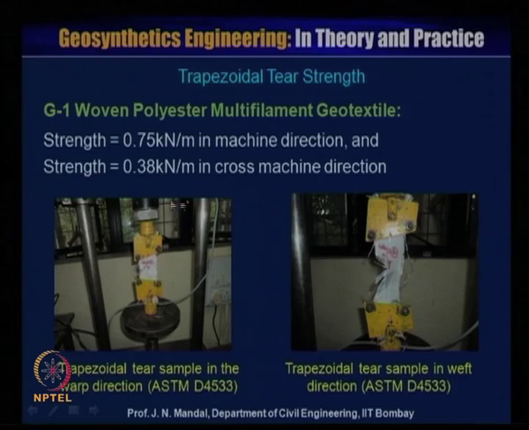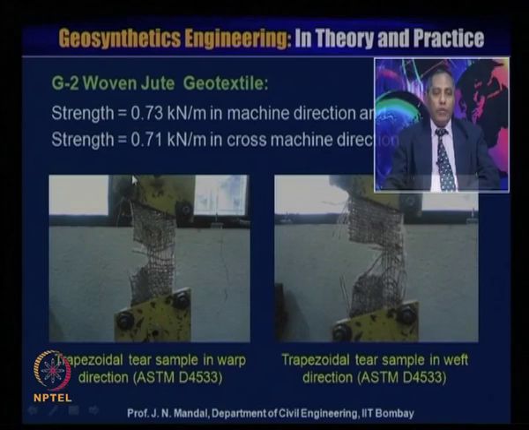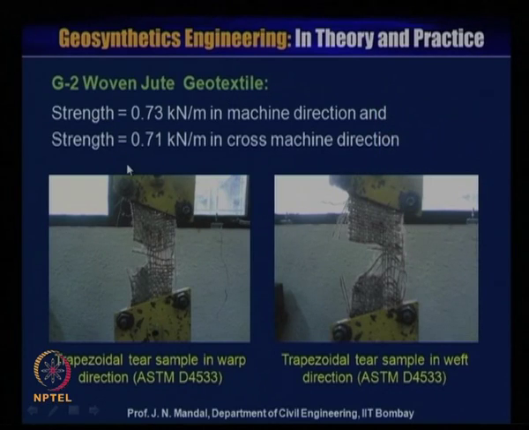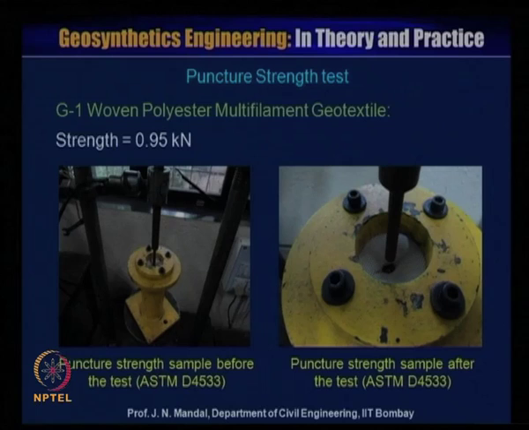Now the trapezoidal tear test, this is for woven polyester multifilament geotextile. The strength is about 0.75 kilonewton per meter in the machine direction and 0.38 kilonewton per meter in the cross machine direction. This is the trapezoidal tear sample in the warp direction, and this is the trapezoidal tear sample in the weft direction. Similarly for woven jute geotextile, this is the trapezoidal tear sample in the warp direction, and this is the sample in the weft direction. The strength is 0.70 kilonewton per meter in the machine direction and 0.71 kilonewton per meter in the cross machine direction.